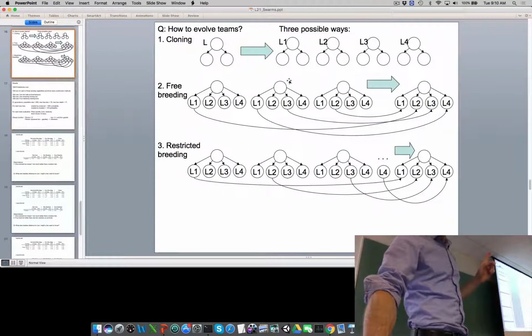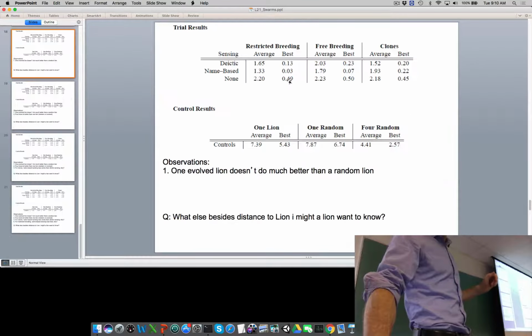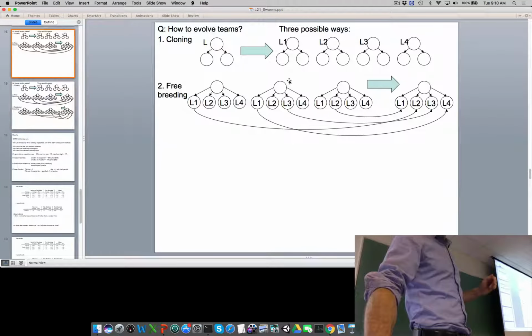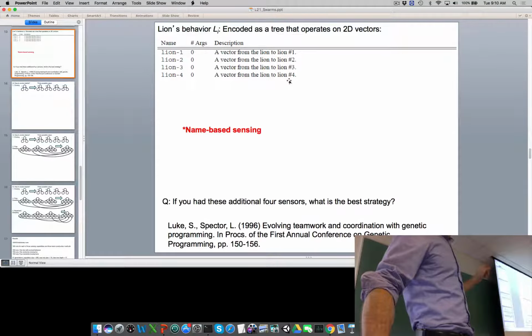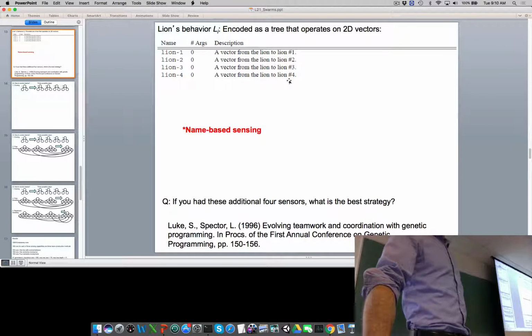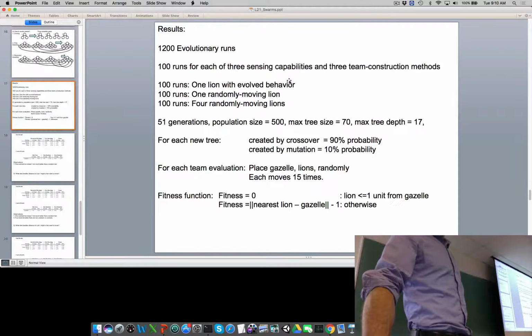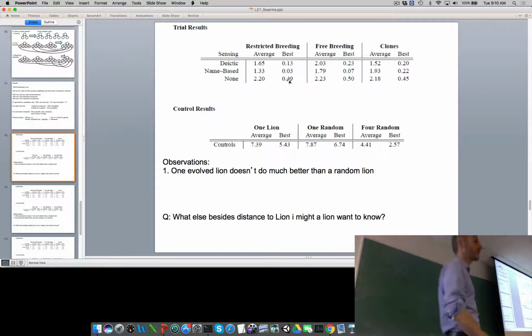So let's just remind ourselves what we're looking at. We're looking at cloning here. Each of the 4 lions is running exactly the same control operation. And in name-based sensing, they have this information. Why did the clones do so poorly with name-based sensing compared to deictic sensing? I'll give you a second to think about it.